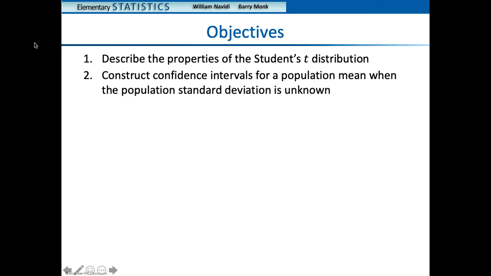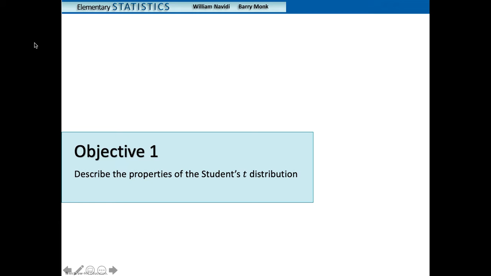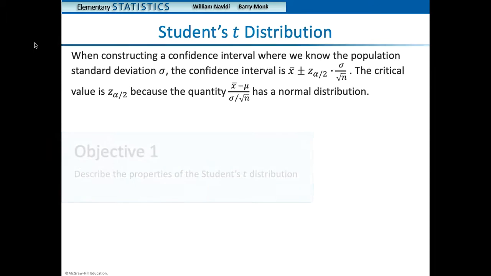In order to explore this concept, we have to tweak the formula that we looked at last time using a different distribution. So we're going to learn about the properties of what we call the student's t distribution, and then we will look at constructing confidence intervals for a population mean when the population standard deviation is unknown. So let's start off by talking about the student's t distribution.